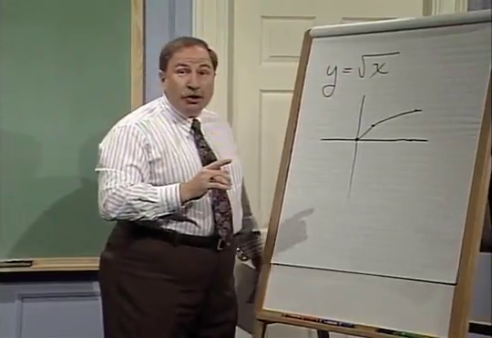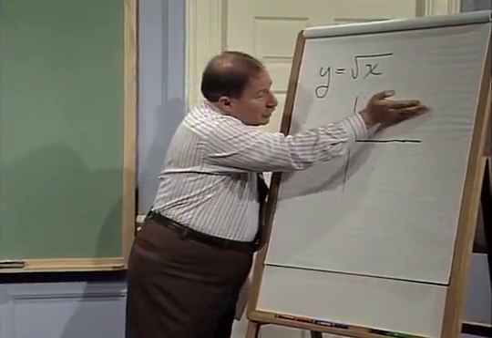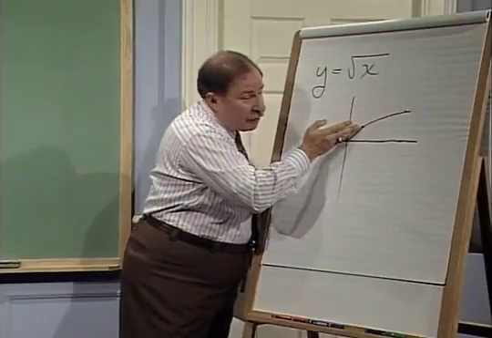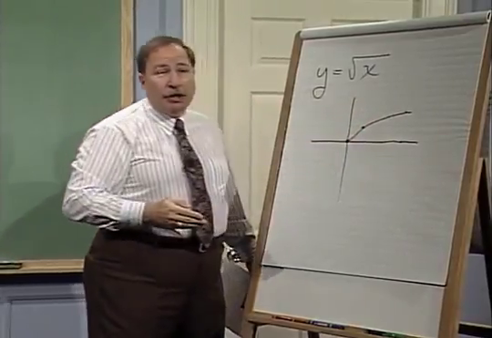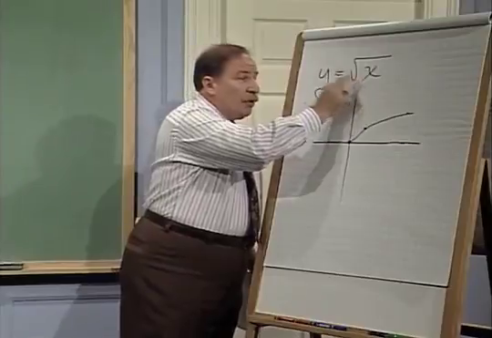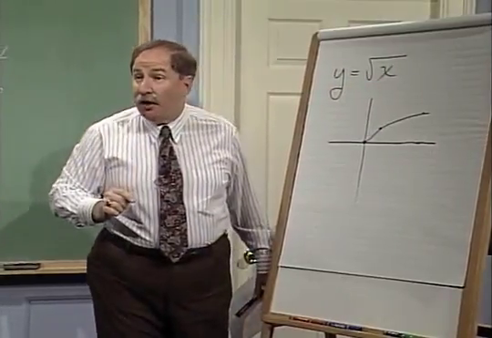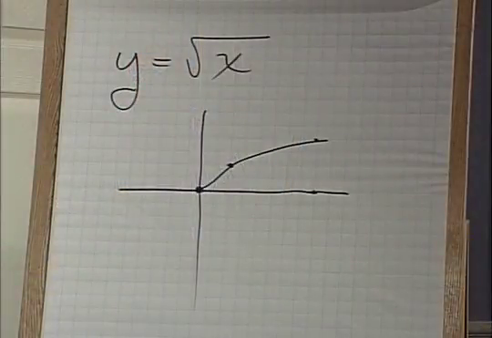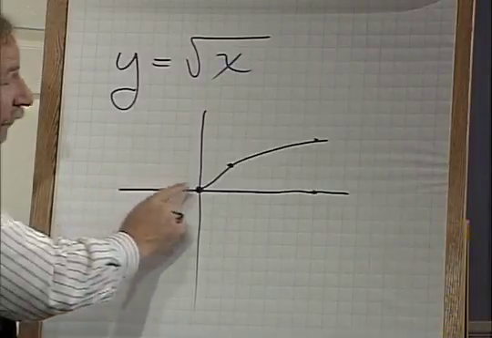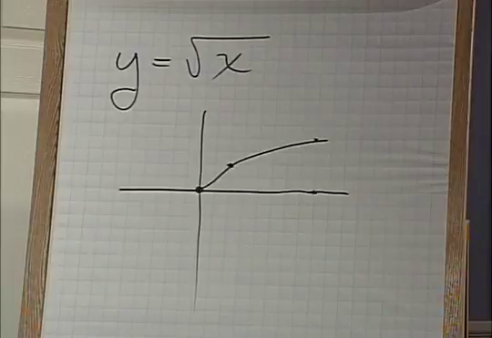By the way, if you turn your head sideways, you might notice that this looks kind of like half of a parabola. And it should, because y equals the square root of x is the inverse function of y equals x squared. So the fact that it looks like a parabola makes a whole lot of sense.